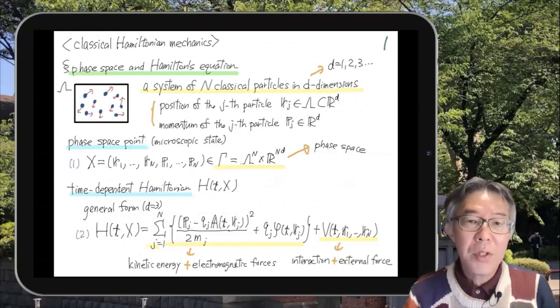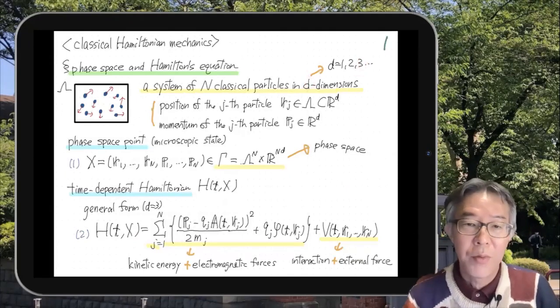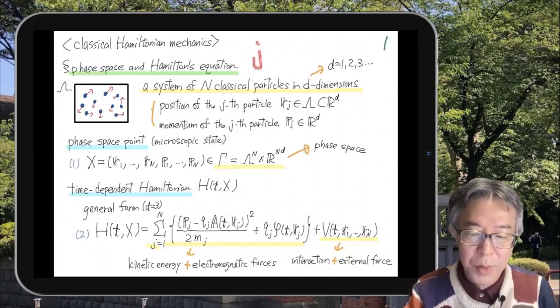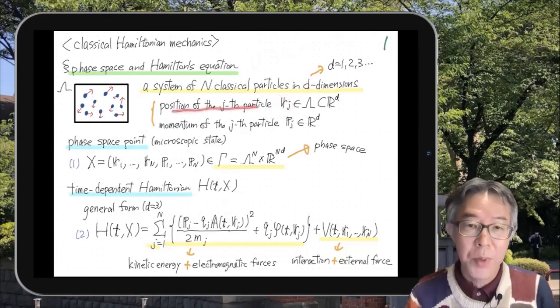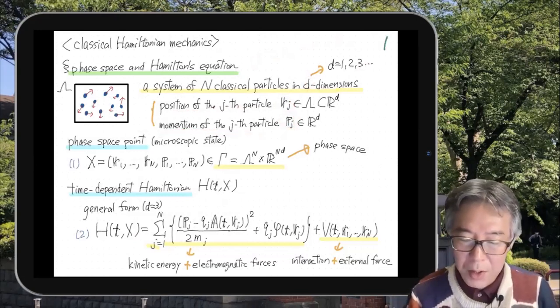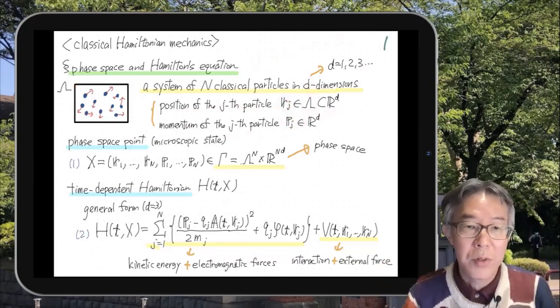So we consider a system of n classical particles in d dimension. d is basically 3, but it can be 1, 2, 3, or 5, whatever. And I label these particles by using number j equals 1 to n, and by vector r_j, I denote the position of the jth particle, and by vector p_j, I denote the momentum of the jth particle. It's in R^d, and in this case, r_j lives in Lambda, which is a finite subset of R^d. You can imagine that this Lambda is a finite box in 3 dimensions, okay?